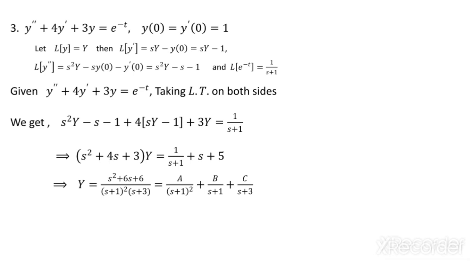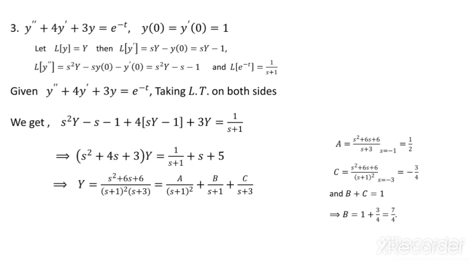Now split, resolve into partial fractions: A by s plus 1 the whole square, B by s plus 1, C by s plus 3, where the A, B, C values I got there. You know the technique now, adopt that. Now substitute back the values of A, B, C and then apply L inverse. So L inverse of Y gives y of t.